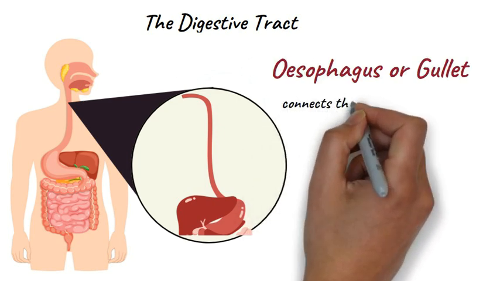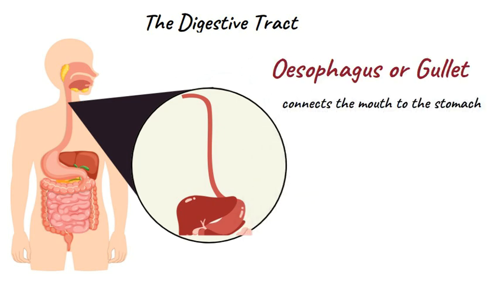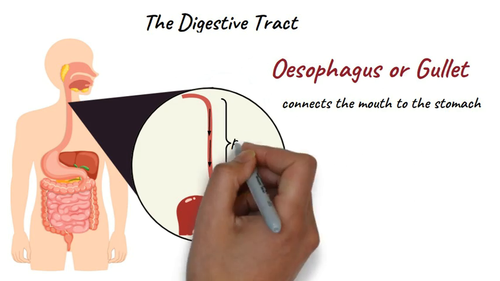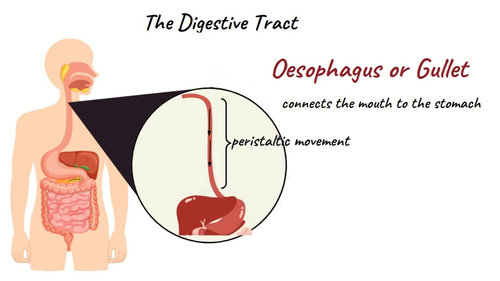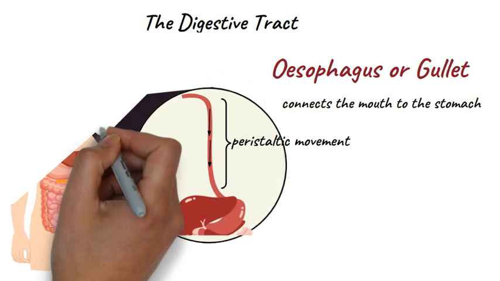The esophagus or gullet. The esophagus connects the mouth to the stomach. Food swallowed is passed down through the esophagus by a peristaltic movement into the stomach.